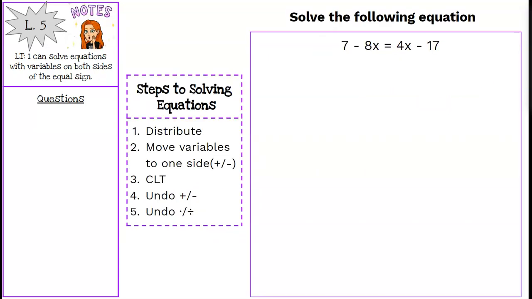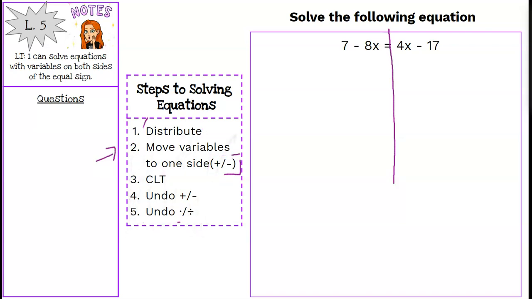With that comes a new step in our equation solving. Distributing is the same, and steps 3 through 4 are the same. Number 2 becomes new, and it's move variables to one side. To do that, you're either going to add or subtract. We're still going to draw our line, and we're still going to walk through each of our steps.